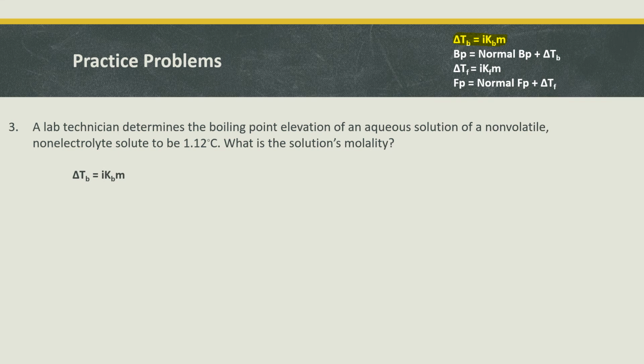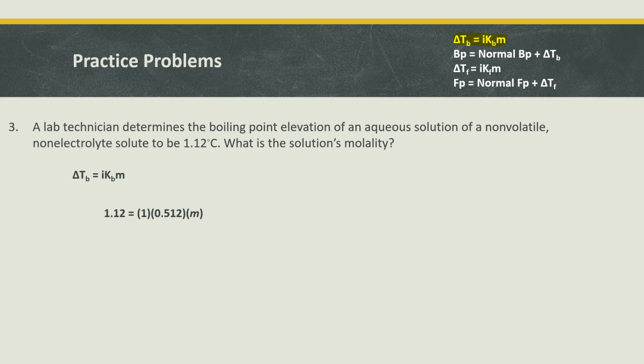The delta T sub B, it tells us in the problem, is 1.12 degrees Celsius. The i, it says we have a non-electrolyte solute, so i is going to be 1. Again, it doesn't give us a specific type of liquid, so we're just going to assume that it's water. So the K sub B is going to be 0.512. And then, of course, we're solving for m. Okay, so now I have all the stuff that is in my equation.